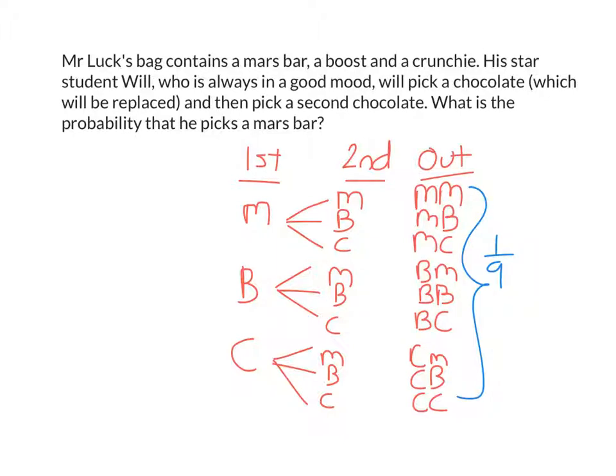We know they're equally likely to occur because there were the same number of Mars bars, Boosts, and Crunchies in the bag each time. There was 1 of each. So for example, the probability of getting 2 Mars bars is 1/9.